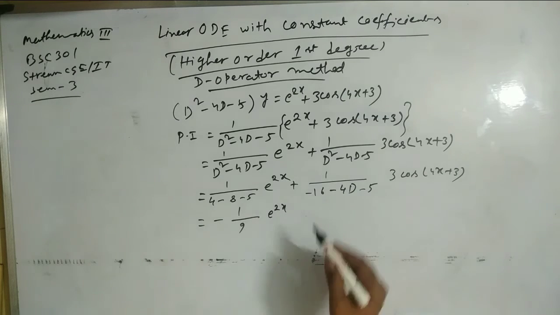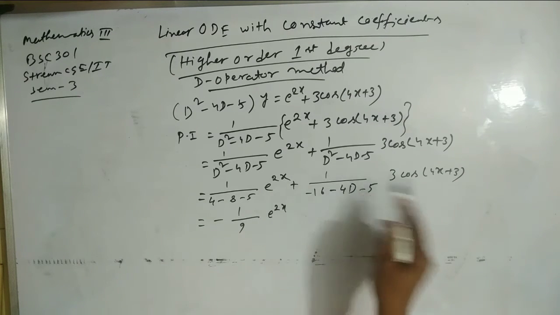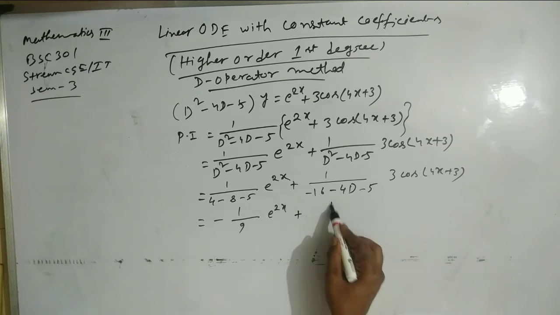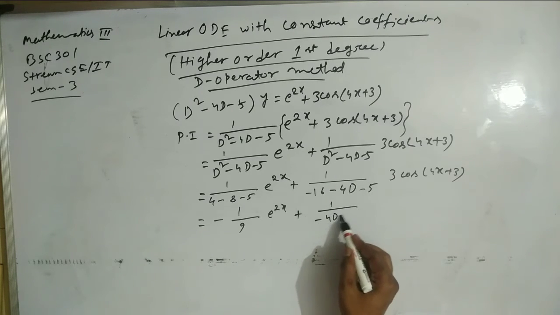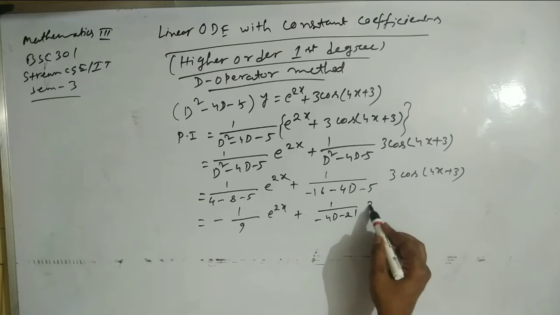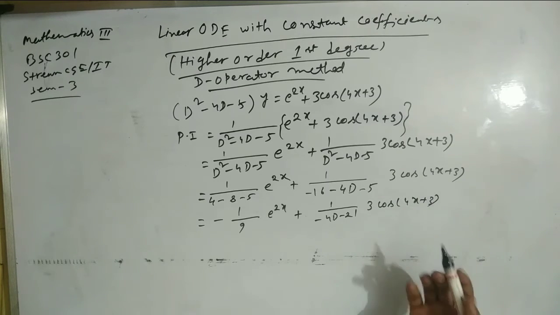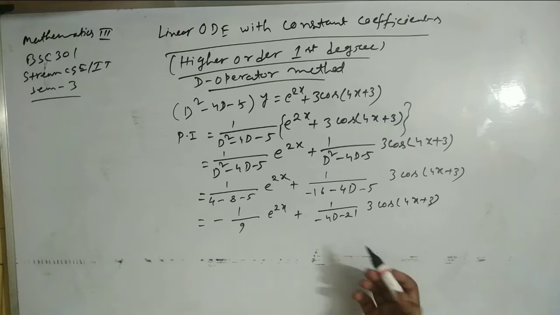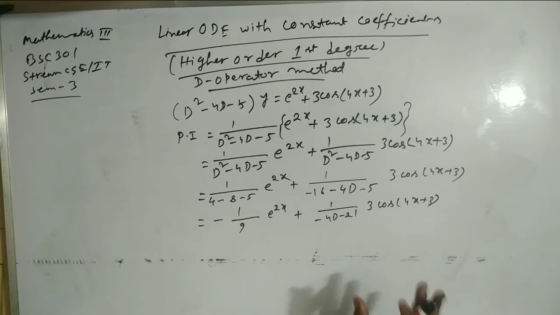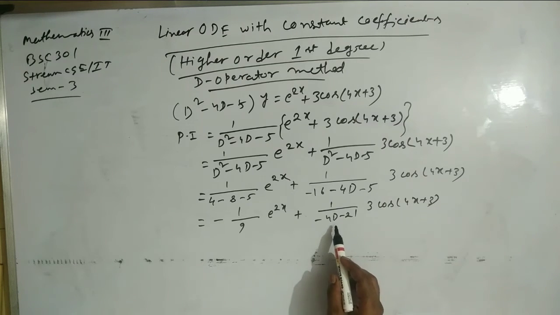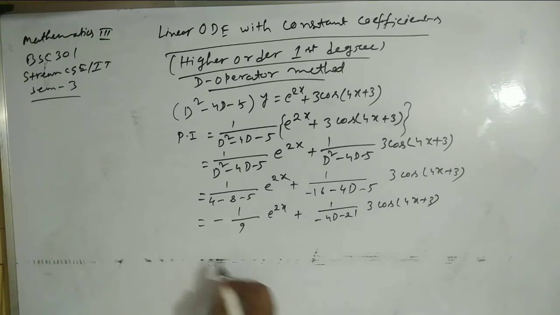This is complete. Now we will do for this part. So this is minus 4d minus 21 operating on 3 cos 4x plus 3. Now for sine and cos function, we can put the values of d square only, that is minus a square. D square equal to minus a square, but here is d, so we have to reduce it in some form of d square.